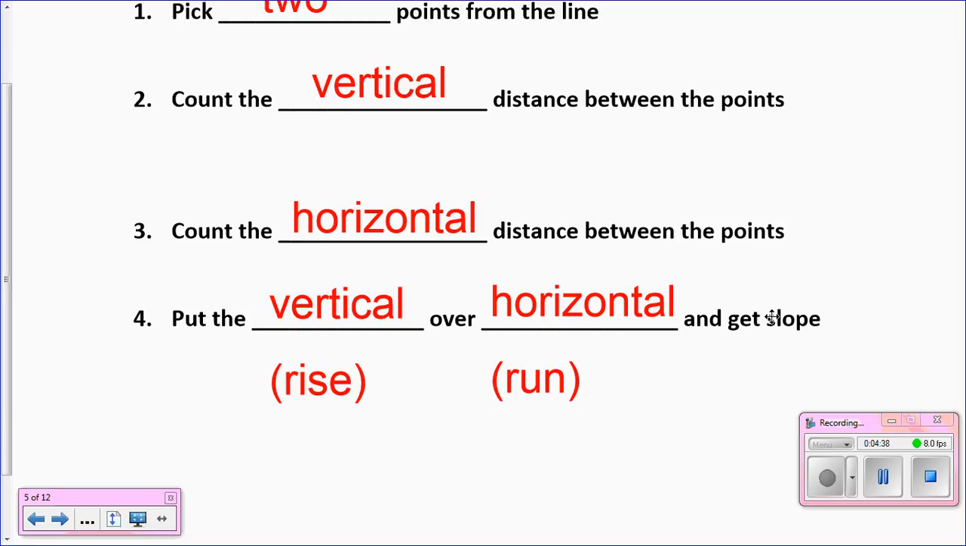If you're going to the right, that's a positive motion. If you're going to the left, that's a negative motion. Okay? So let's look at an example.